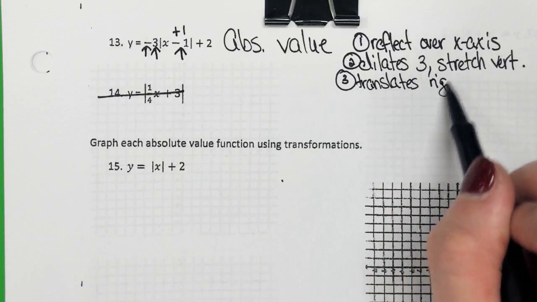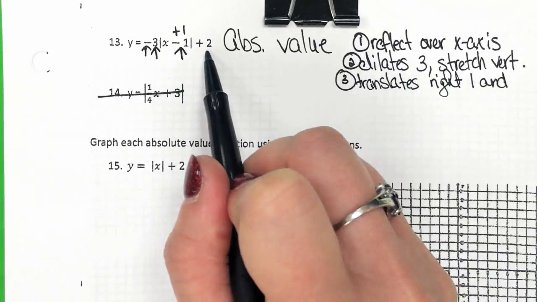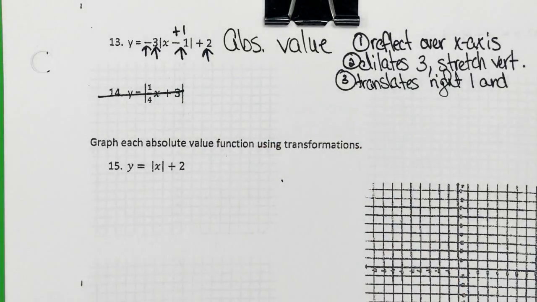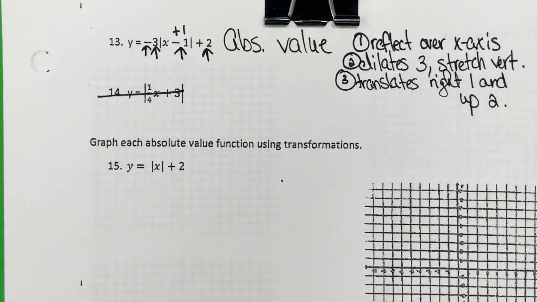Translates right 1 and what's that guy do? Up 2. There you go. So translates right 1 and up 2. Y'all okay? All right, here's what I want you to do.